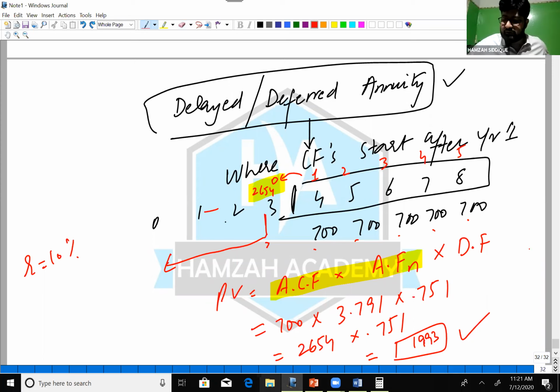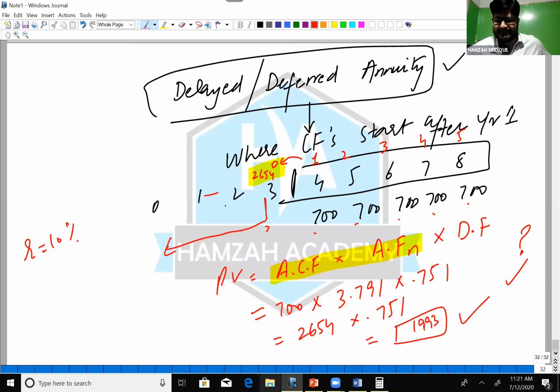Is that clear to everyone? Delayed or deferred annuity? Now, next. What about others? People are silent. What happened? Is it clear to everyone? Yes, please. If there is any confusion, do let me know. Good. Thank you.